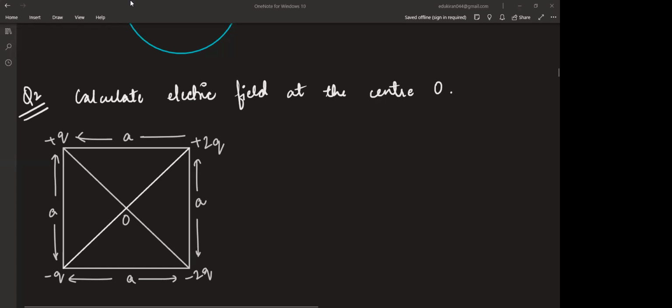Yes, class, drawn all the field. See, we have discussed the direction of electric field. Based on that, at this point, see if you're considering plus q.